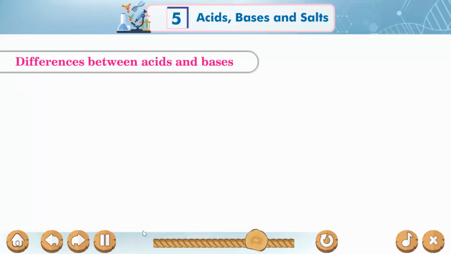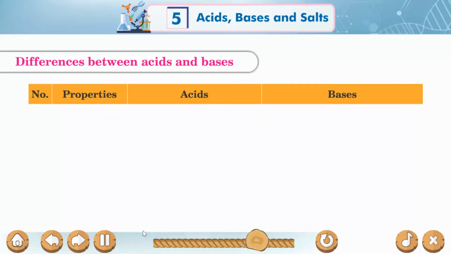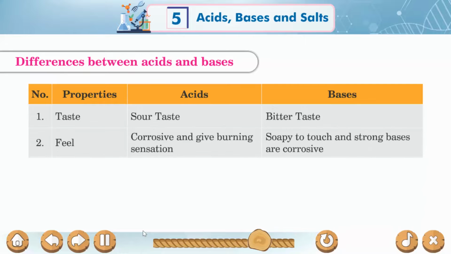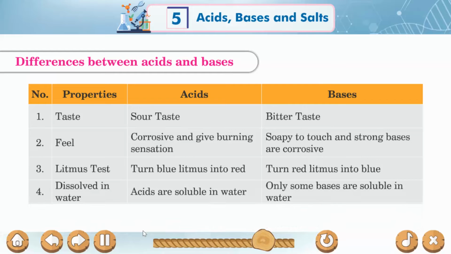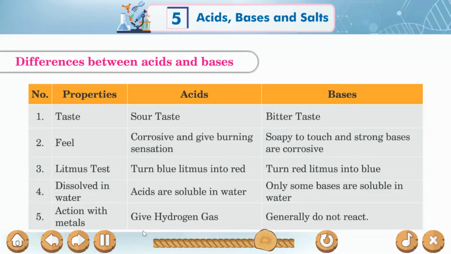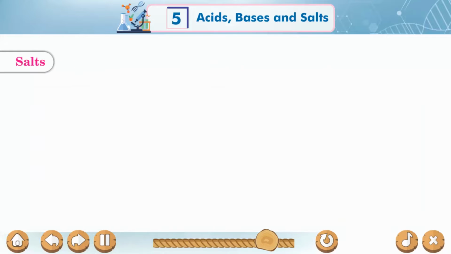Differences between acids and bases. Properties: acids, bases. 1. Taste. Sour taste, bitter taste. 2. Feel. Acids are corrosive and give a burning sensation. Bases are soapy to touch and strong bases are corrosive. Litmus test. Acids turn blue litmus into red. Bases turn red litmus into blue. Dissolved in water. Acids are soluble in water. Only some bases are soluble in water. Action with metals. Acids give hydrogen gas. Bases generally do not react. Salts.